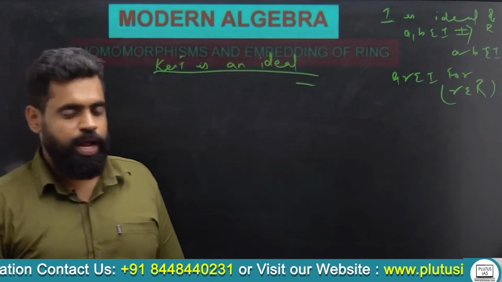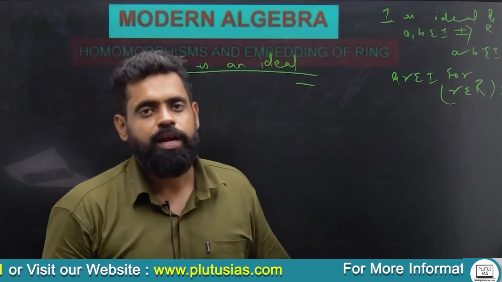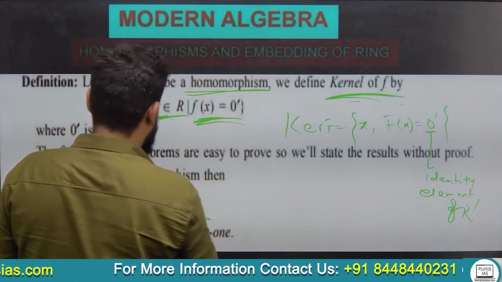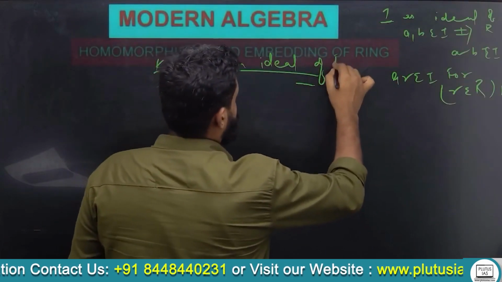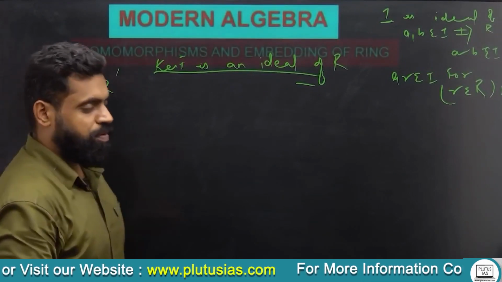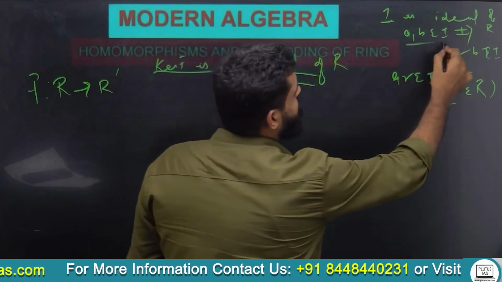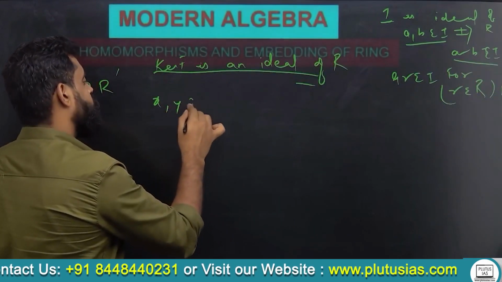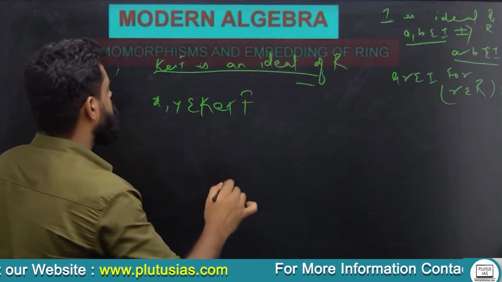So I have to show that the kernel of f would be an ideal of which ring? The kernel of f has elements from this ring. So we have to prove that the kernel of f is an ideal of R, where f is a homomorphism from R to R dash. So how do we do this? The basic understanding: we first take two elements in I and prove that a minus b belongs to I. So first we take two elements in kernel f. Let x, y belong to kernel f.